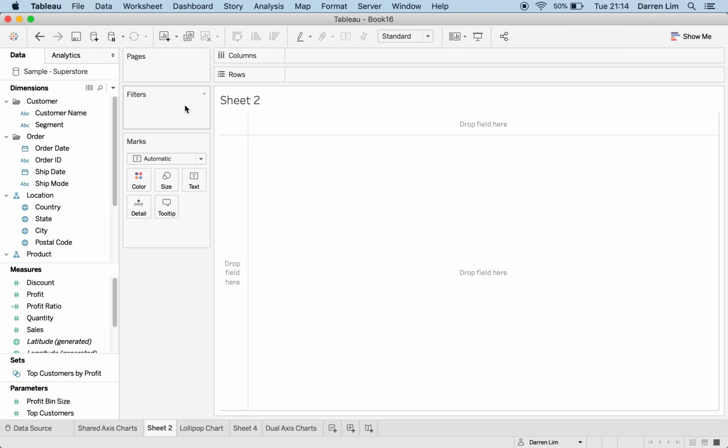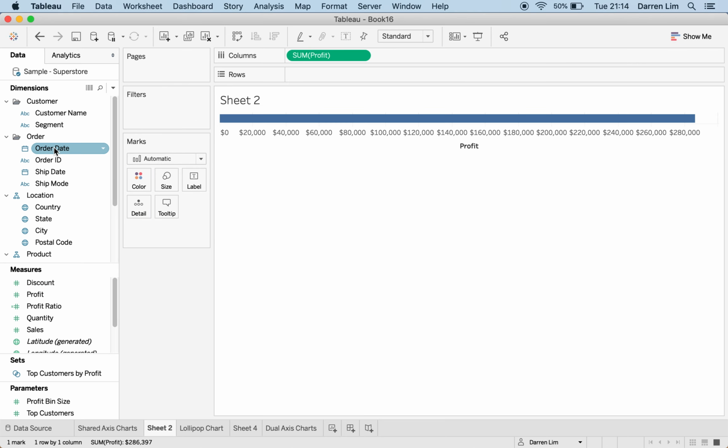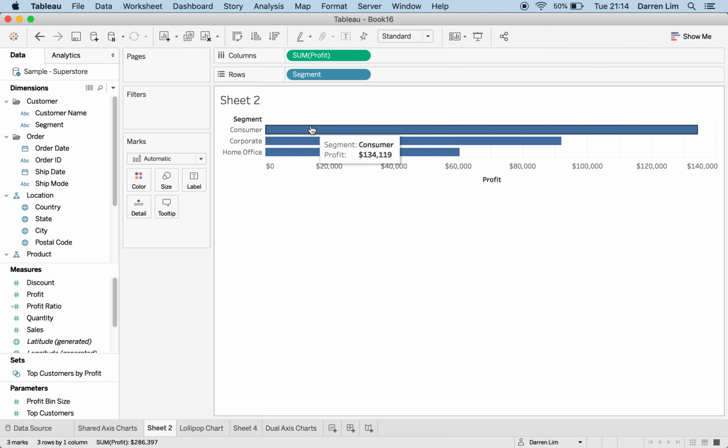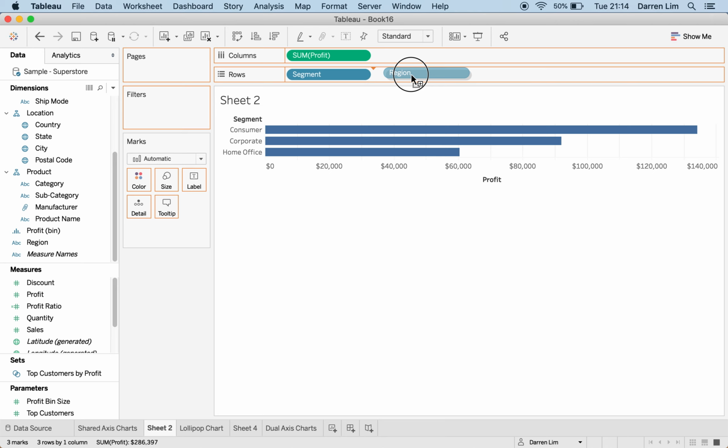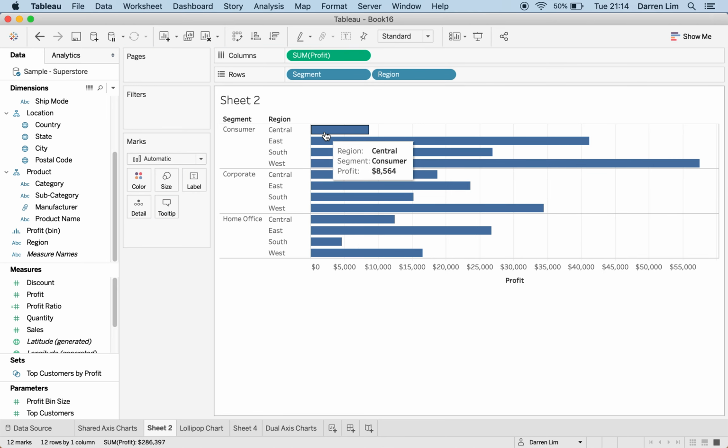Okay, so firstly we need the measures. In this case we are using profit. Next, we need segment. So now we have a very simple horizontal bar chart. Lastly, we want to bring in region. Okay, so when you drag region in, we have it. You can compare the various regions side by side.